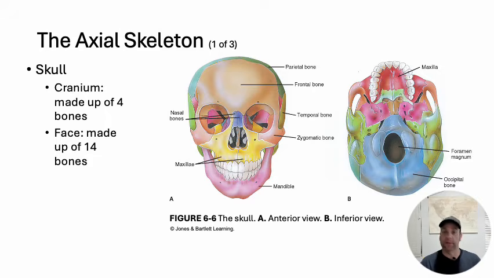Next, we have the facial bones, right? This includes the maxilla, which is the upper jaw, the mandible, which is the lower jaw, the zygomatic bones or zygomas, which are the cheekbones, and the nasal bones. All these form the structures of the actual face.